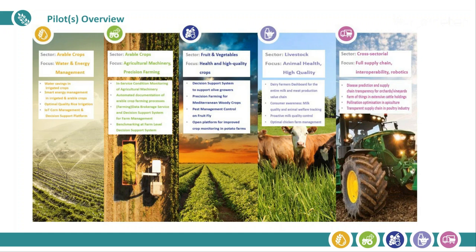We also deal with crop health and quality in the fruit and vegetable sector. And as an example here, we're looking at implementation of decision support systems for olive growers. On the animal health side, we've a lot of work going on in the area of dairy and meat production, where we produce dashboards for those various supply chains. And also we have cross-sectoral pilots, which kind of cover the whole supply chain. So for example, we've got a pollination optimization in apiculture, or we've got pilots that are about enabling transparency in the poultry industry supply chain.